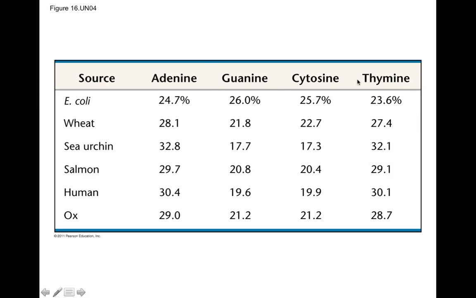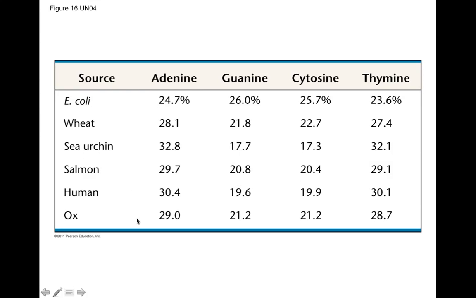Now, it looks like they're all right around 25% in E. coli. But then if you look at wheat, it's about 28% adenine, close to 28% thymine, and about 22% guanine, 22% cytosine. Okay, so those are still relatively close, but sea urchin, 33% adenine, and about 32% thymine, about 17% guanine, 17% cytosine. Now we're starting to see a pattern developing here. Okay, salmon, about 30% adenine, 30% thymine, 20% guanine, 20% cytosine, and so on and so forth.